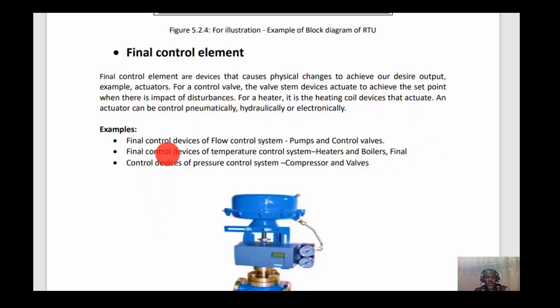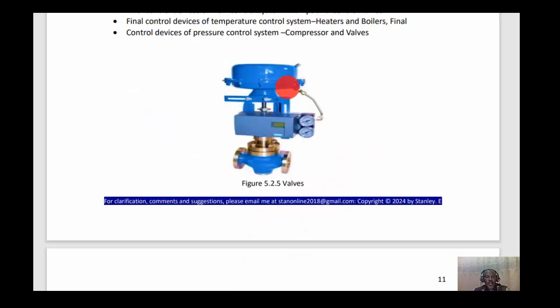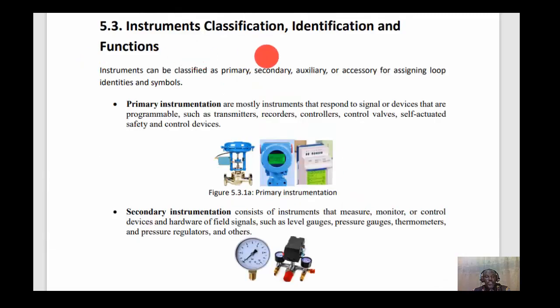Examples: final control devices of flow control system, pumps and control valve. Final control devices of temperature control system, heaters and boiler, and so on. Control devices of pressure control system, compressor and valve. A typical graphic illustration of a control valve. Next, we are looking at instrumentation classification.